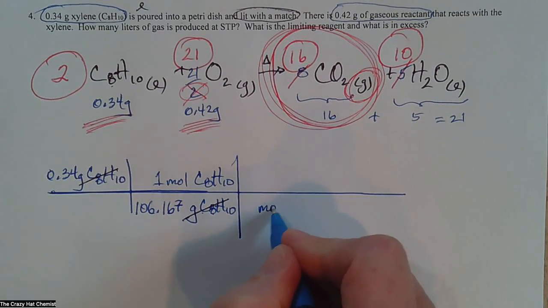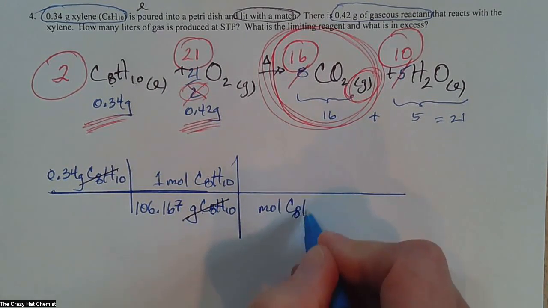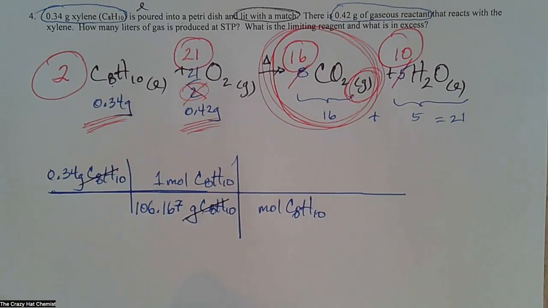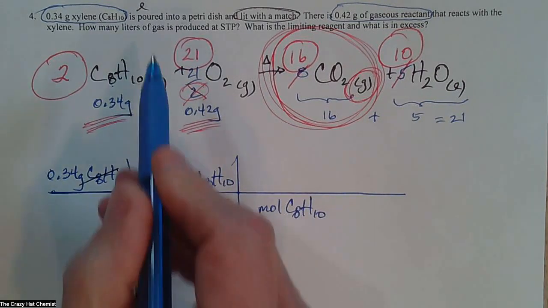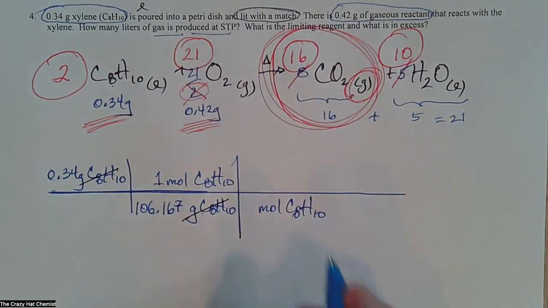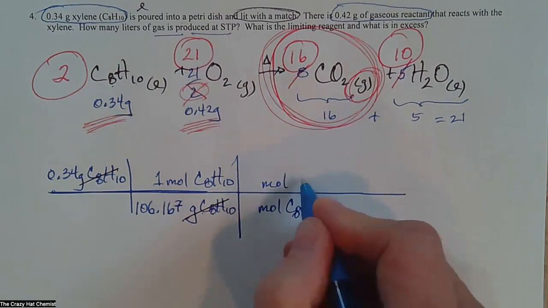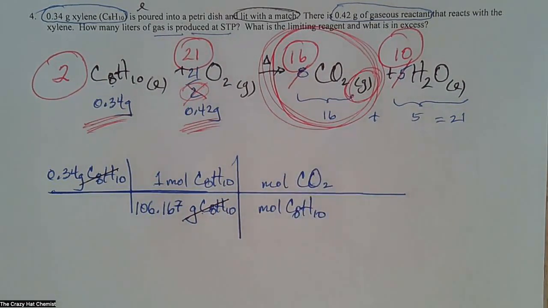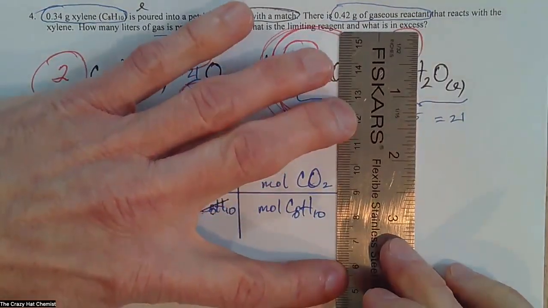I'm going to have moles of C8H10 down here in the denominator, and I'm going to go to moles of whatever I want. And it says that I want to get to the gaseous product, and we already identified that as carbon dioxide. So we're going to say moles of carbon dioxide. Vertical stop.